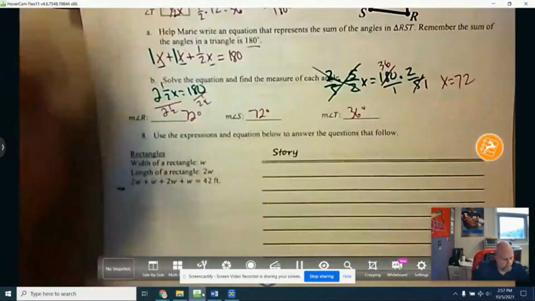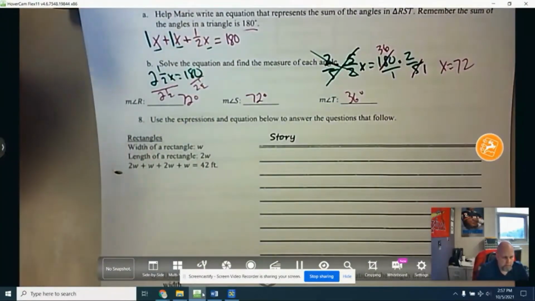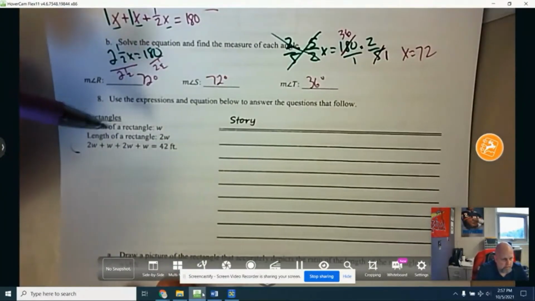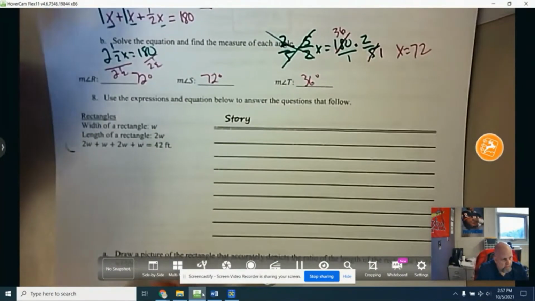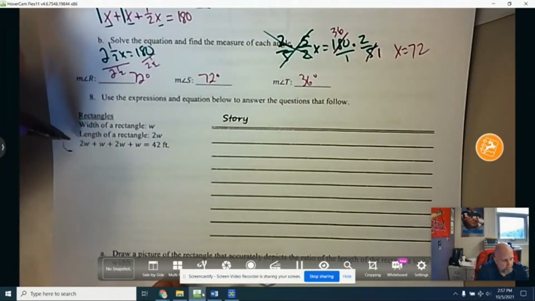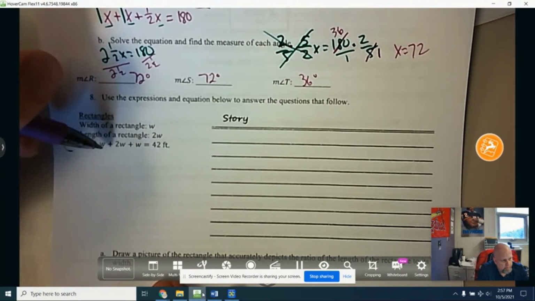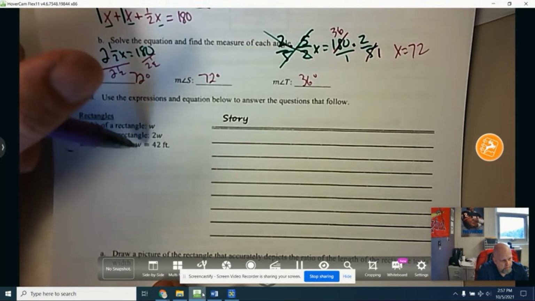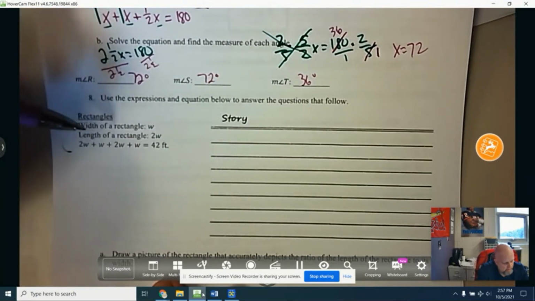Okay, moving on, we got number 8. Number 8 says use the expressions and equations below to write a story. So here we have width, W, of a rectangle. Length is 2W. And we have 2W plus W plus 2W plus W equals 42 feet.